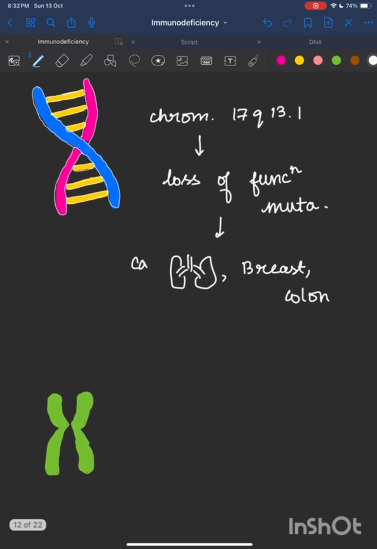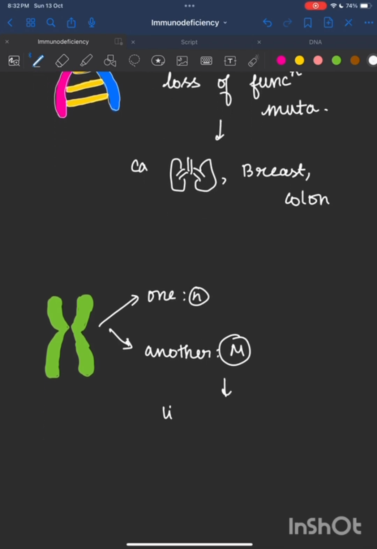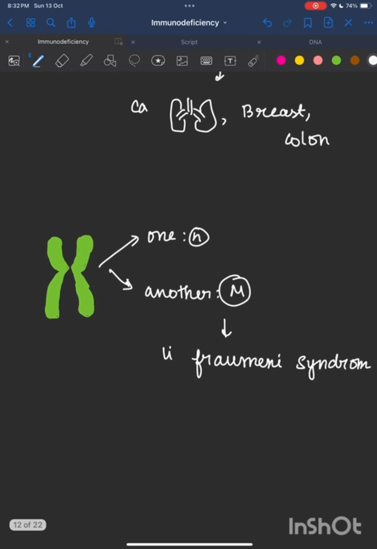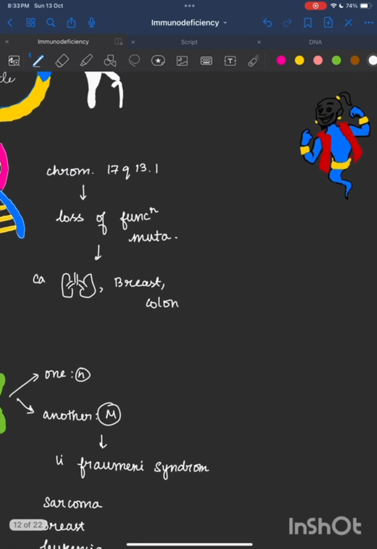As there are two alleles, if one allele is normal and another one is mutated, it leads to a syndrome called Li-Fraumeni syndrome. It leads to many carcinomas. It is most common in many carcinomas like sarcoma, breast carcinomas, leukemias, and so on.